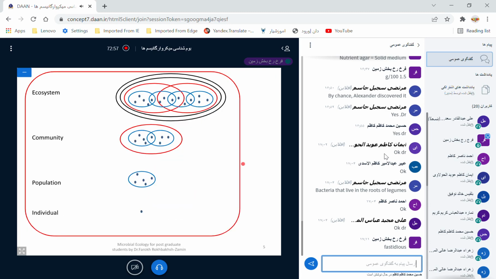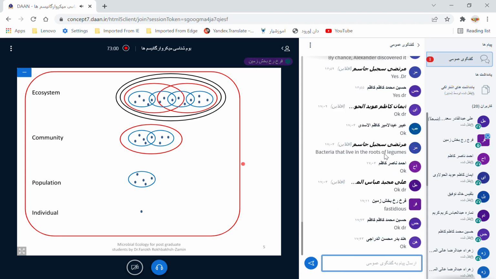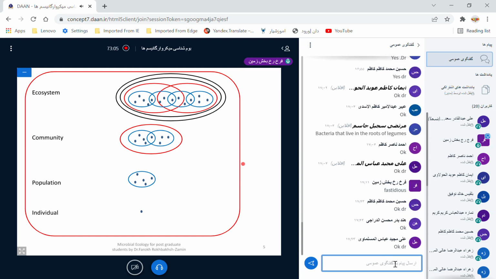Okay, a few minutes, maximum 5 minutes, we talk on this page, and then we finish. So, introduction finished. Right now, we talk regarding this photo.